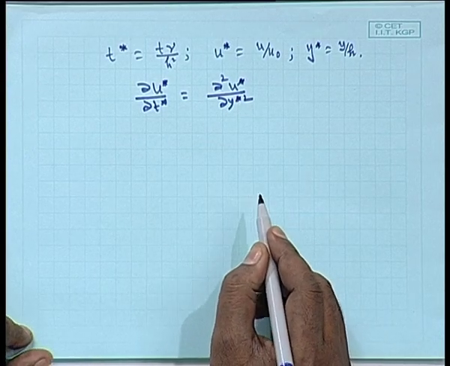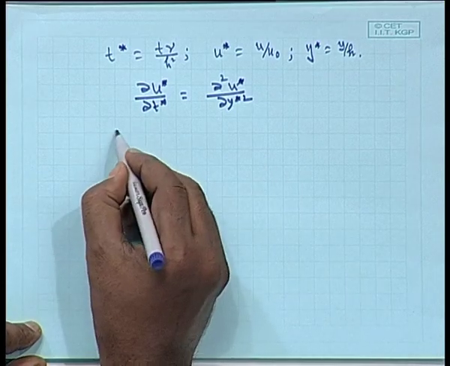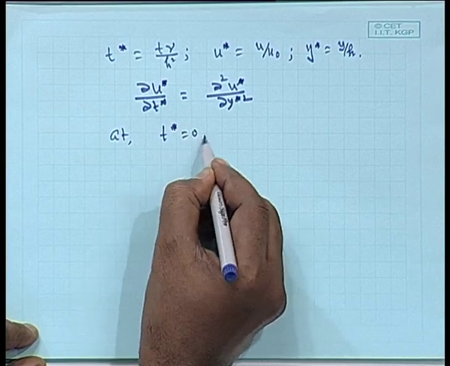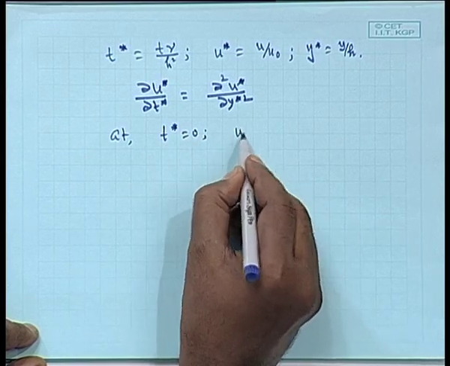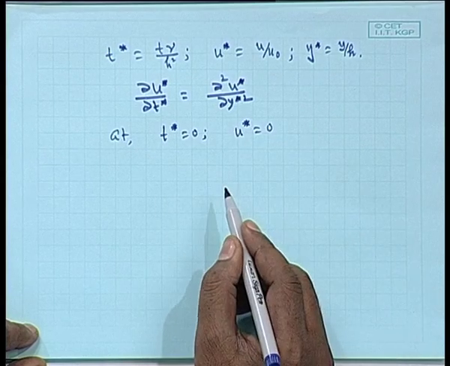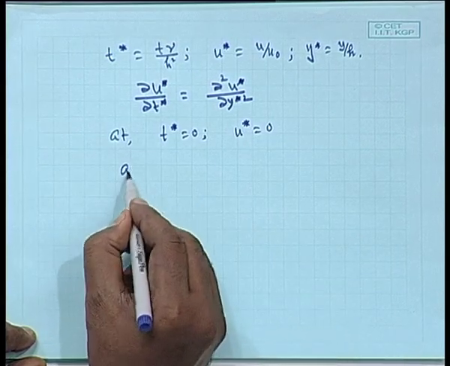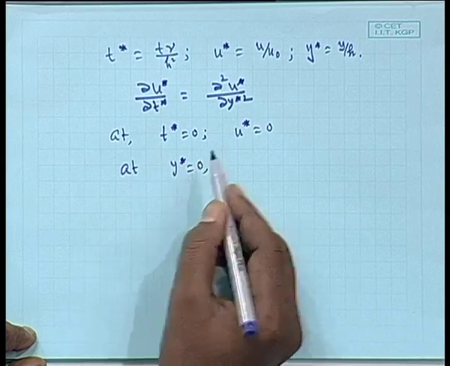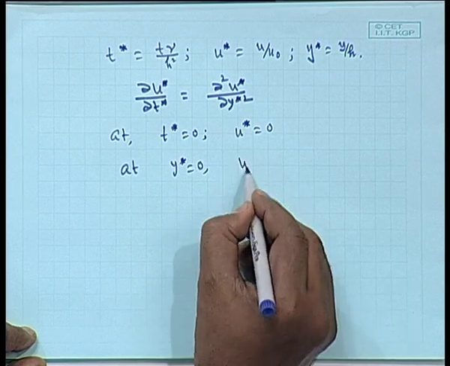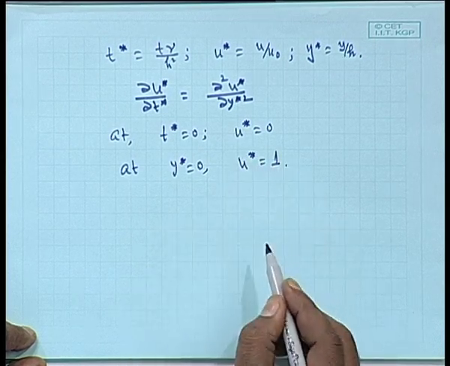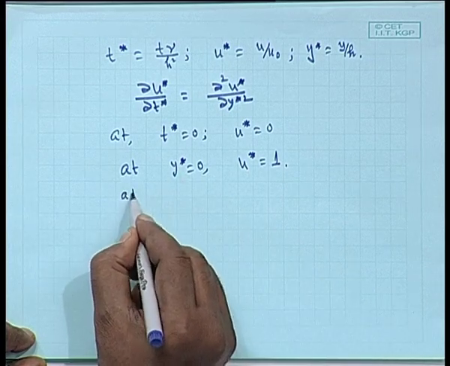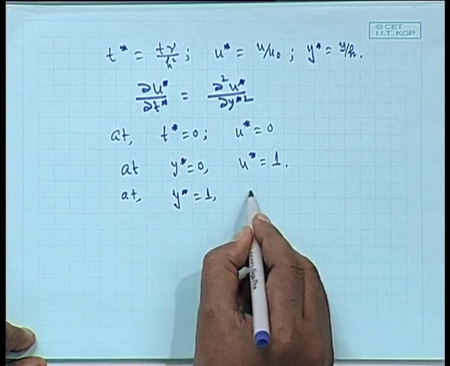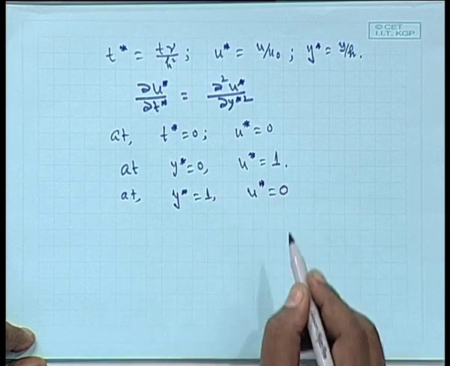Okay. Let us make our initial and boundary conditions non-dimensional. At time t equal to 0, that means, at time t star is equal to 0, my u was equal to 0. So, u star is equal to 0, right. For any time t at y equal to 0, that means at y star equal to 0, u is equal to u naught. So, u star equal to 1, right. At y equal to h, that means, at y star equal to 1, your u star equal to 0.